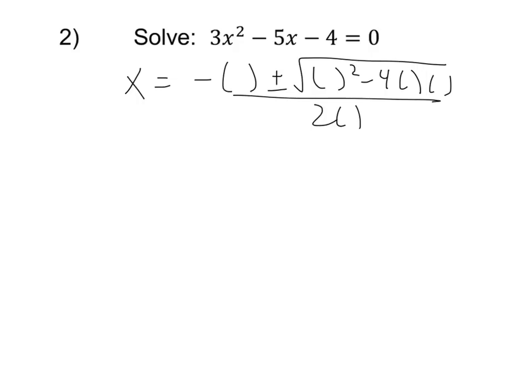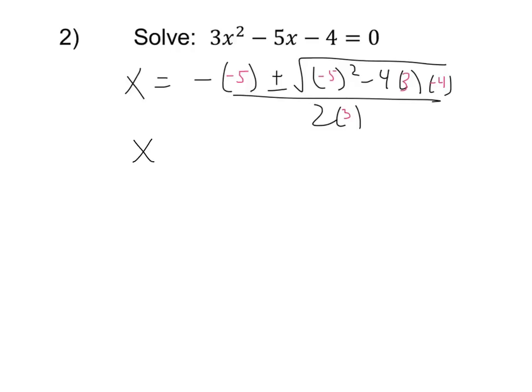Okay, so first of all, we need the opposite of our b value. So our b value is -5, so we get 5, plus or minus the square root of b squared, so that's -5 squared, minus 4 times the a value, which is 3, and then our c value is -4. All of that divided by 2 times a, our a value is 3.